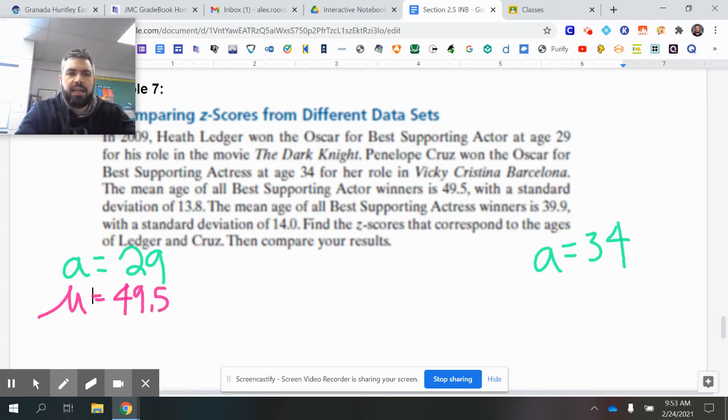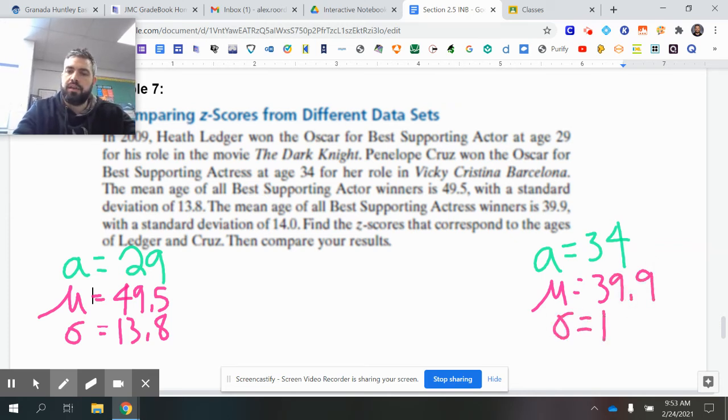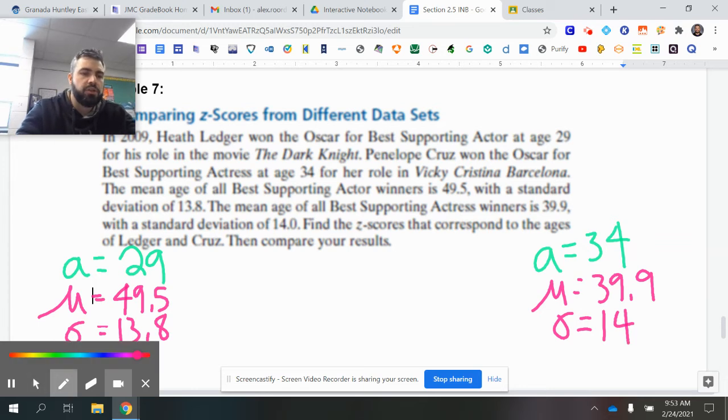All right, and a standard deviation of 13.8. Okay, so we have our mean, we have our standard deviation, and so we can figure out our z-score. Now, for Best Supporting Actress, the average age is 39.9, okay, and standard deviation is 14. Okay, so it says find the z-scores that correspond with the ages of these two people, and then compare your results. Okay, so we're going to do that.